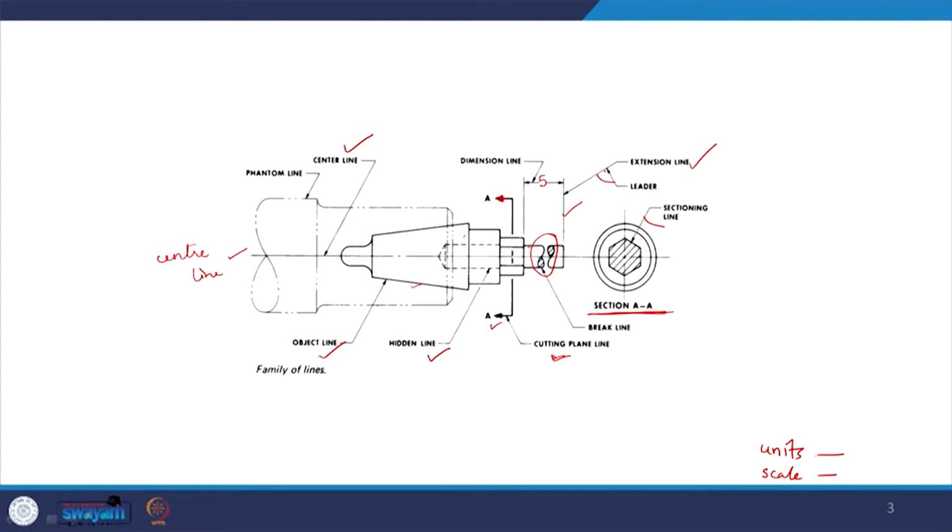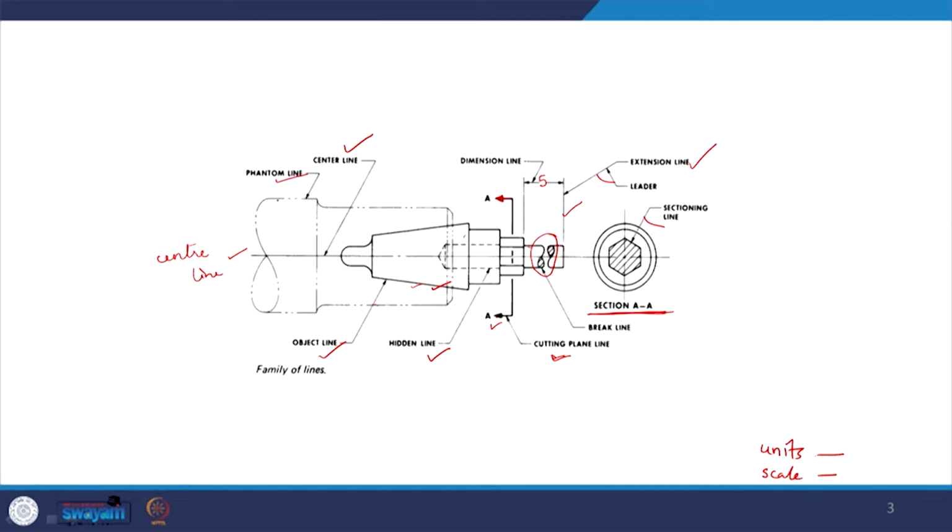Now, I was telling you about the phantom line. Phantom line is a line which is an imaginary object. So, we are assuming that though the main object in drawing is represented here, this particular object is going and fitting into another object which is not the concern here, but of course, we know that there is an object intended. This object is represented using this line called phantom line.